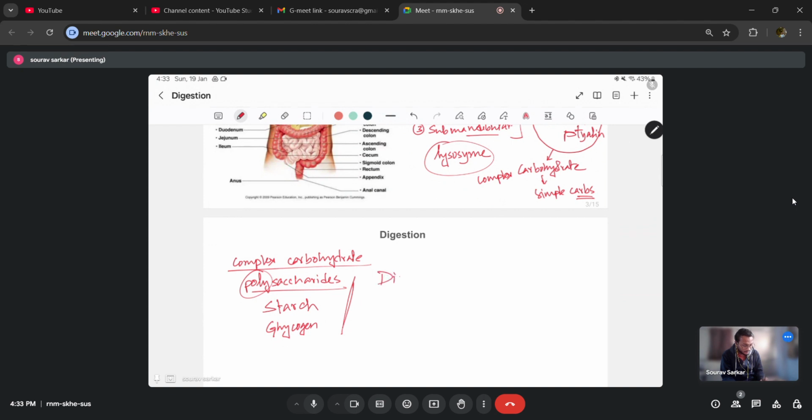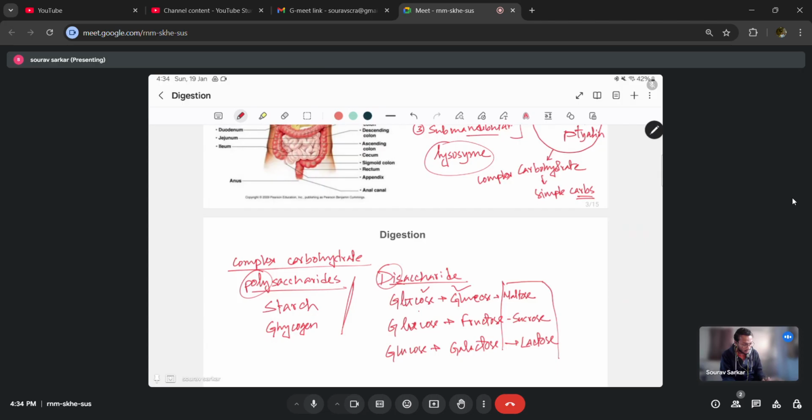Now there is disaccharide. Di means two. If monosaccharide glucose plus glucose, that will make maltose. Glucose plus fructose will make sucrose, and glucose plus galactose will make lactose. These are all disaccharides because there are two sugar molecules.